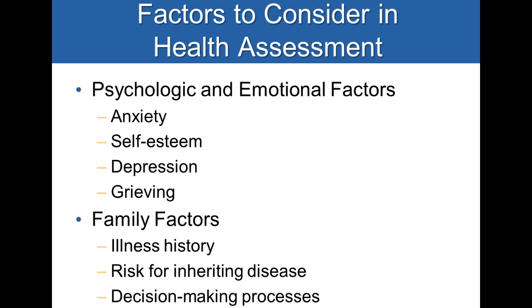Other factors to consider would be their psychologic and emotional factors. Anxiety, self-esteem, depression, and grieving all can prevent the patient from fully participating in the health assessment process. And then family factors would be illness history in the family, risk for inheriting diseases, perhaps a genetic predisposition such as we find with breast cancer, and decision-making processes. They have a family history and group norm behaviors regarding who makes decisions. And so be aware of who is a decision maker or communication hub with the family.